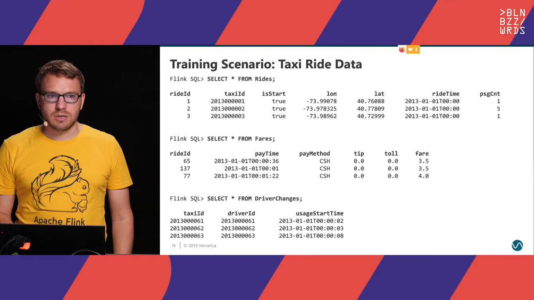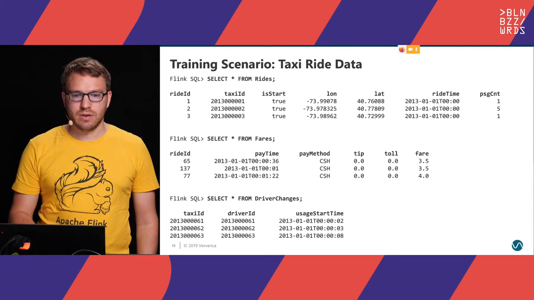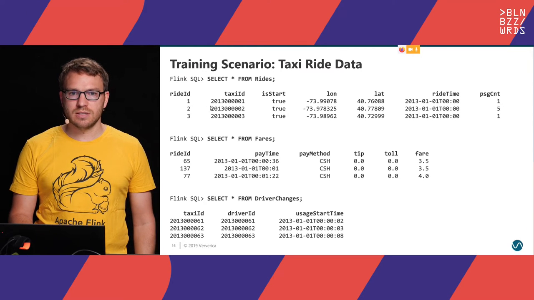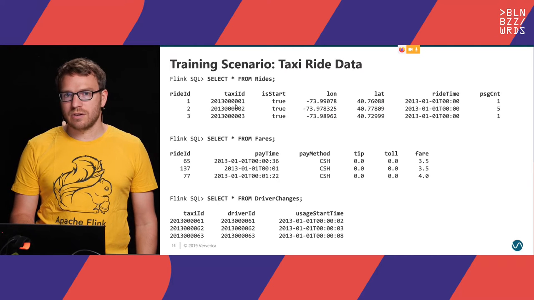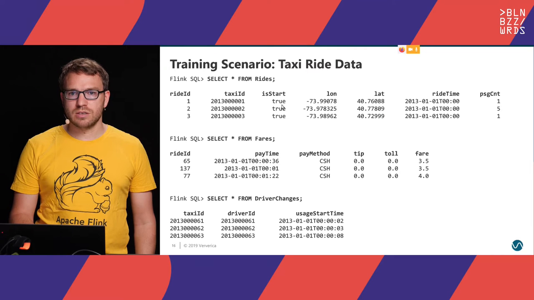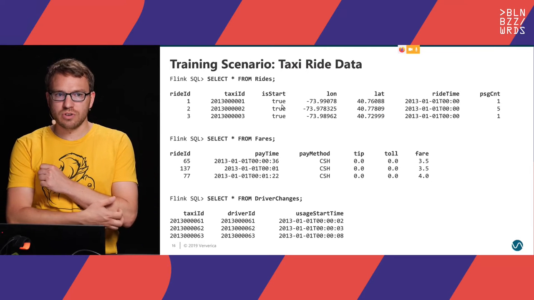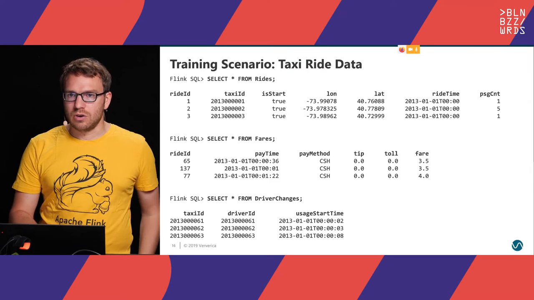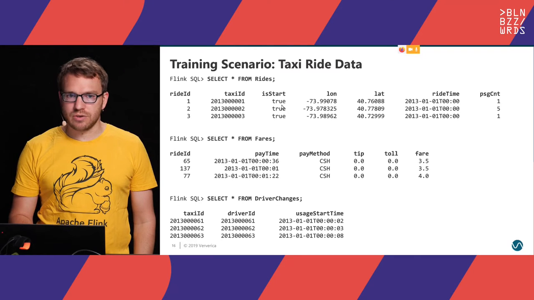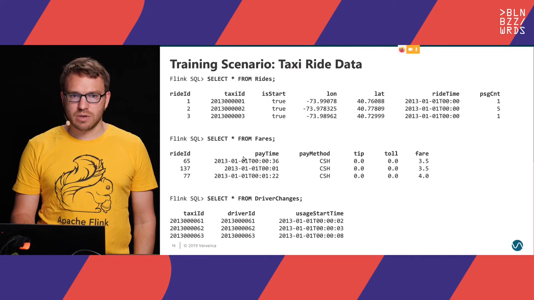Here's some sample data. If you run the simple select star query from rides, you'll get a result that looks like this. So you see there's an ID for a ride. There's a taxi ID, basically the car that did the ride. Is start here is a Boolean variable that says true if it's a start event, longitude, latitude, time, and passenger count. For the fares table, it looks quite similar.